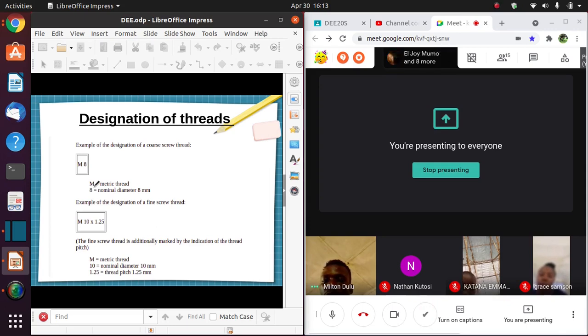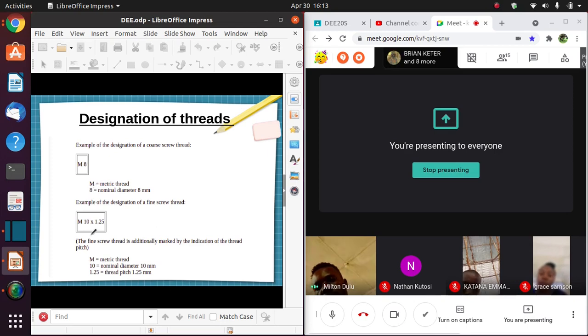So for example, these examples that I've put there are metric threads. The second number, or the second term, indicates the diameter of that thread, of that screw, the thread itself. So there is M12, M16, M22, and so on and so forth. Even if you go to the charts, you will find them written there.